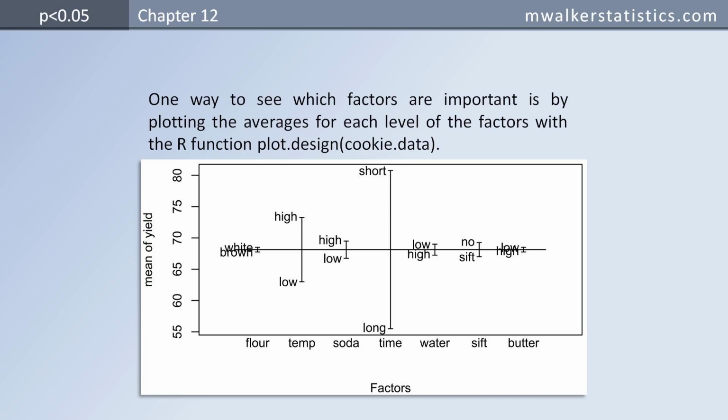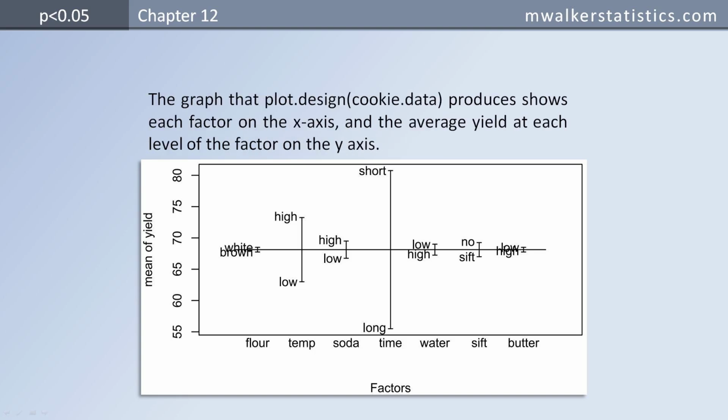One way to see which factors are important is by plotting the averages for each level of the factors with the R function plot.design(cookie data). The graph that plot.design(cookie data) produces shows each factor on the x-axis and the average yield at each level of the factor on the y-axis.